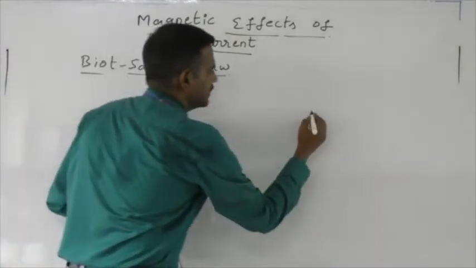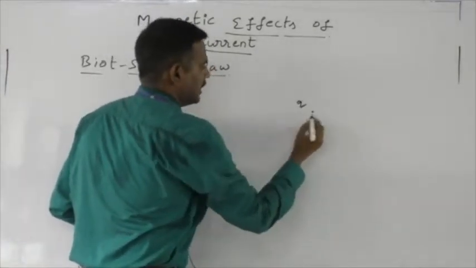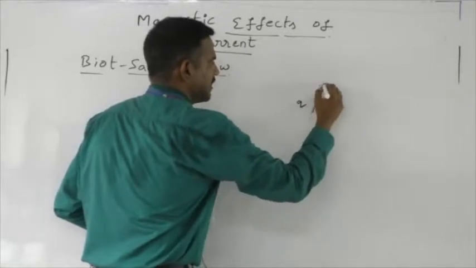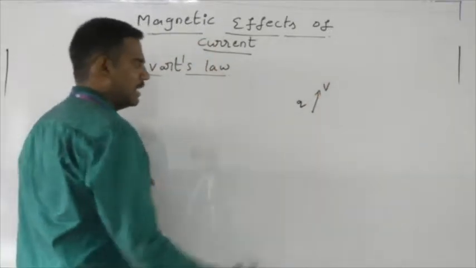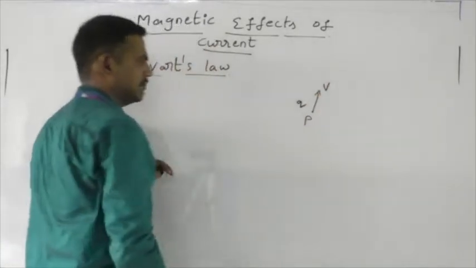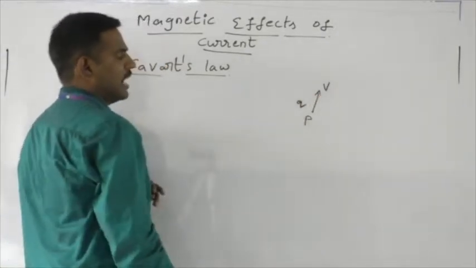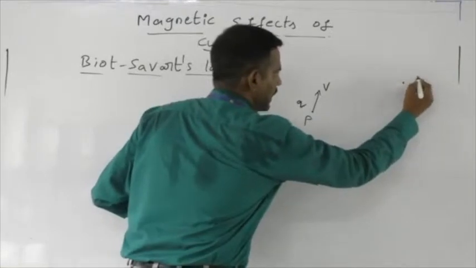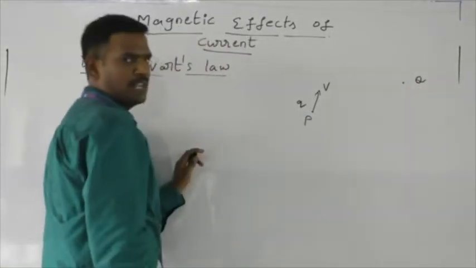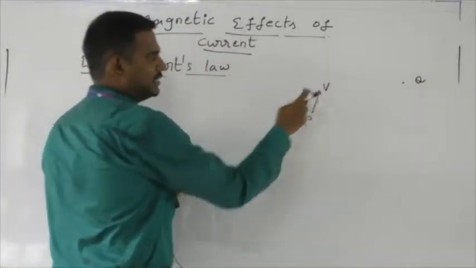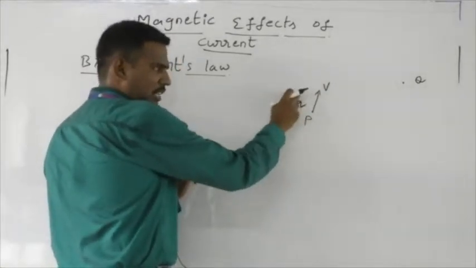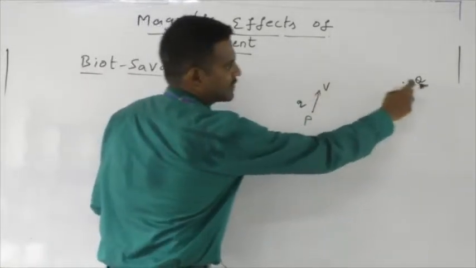So, let us suppose this is the charge Q and it is moving in the space with a velocity V as shown like this. And let us suppose this is the point P, some reference point. Through this point it is moving in the space with a velocity V. I would like to find out some point here which I would like to call Q. I would like to find out what is the magnetic field intensity due to this moving charge, moving with a velocity V, at this point Q.